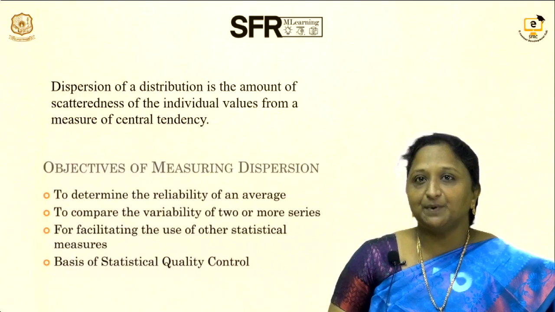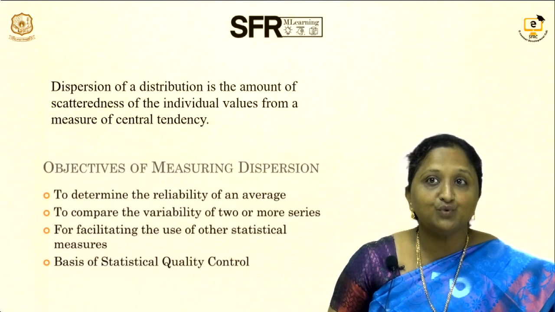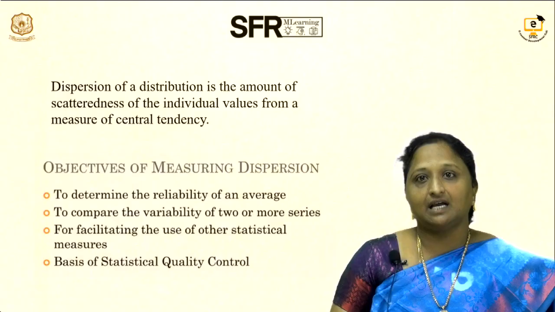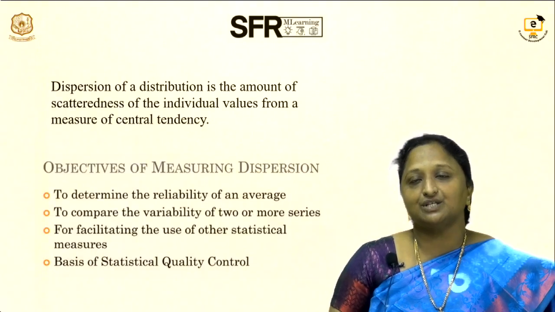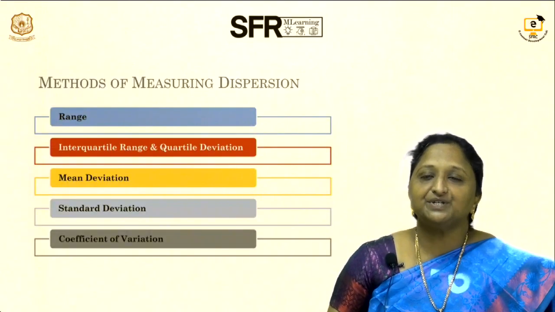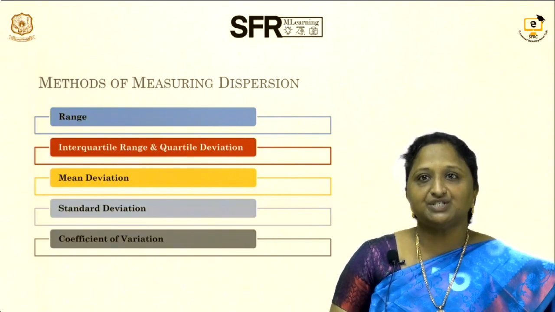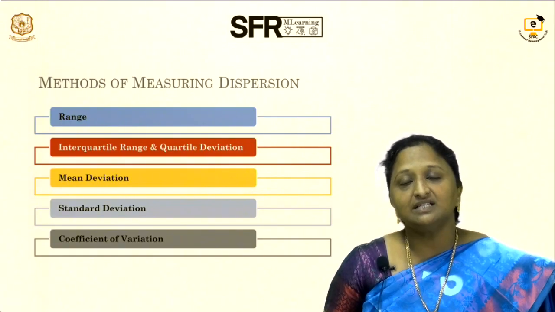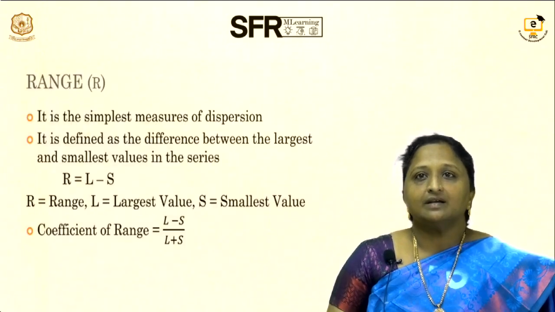Objectives of the measures of dispersion: to determine the reliability of an average, to compare the variability of two or more series, for facilitating the use of other statistical measures, and as a basis of statistical quality control. These are the objectives of the measures of dispersion. The methods of measuring dispersion are range, interquartile range and quartile deviation, mean deviation, standard deviation and coefficient of variation. Today we are going to check the formulas and the use of these methods in this video. First one is range.